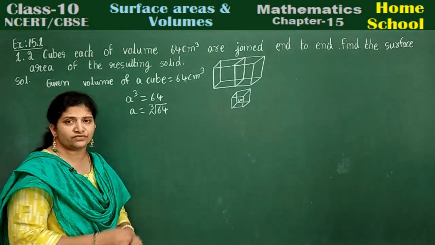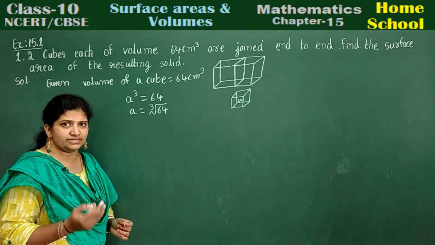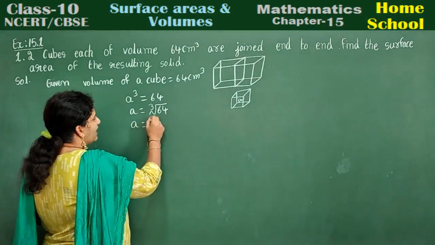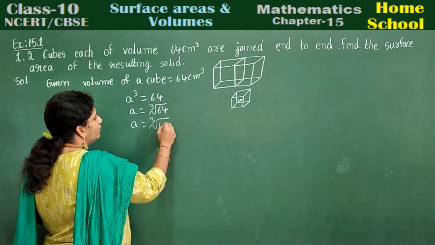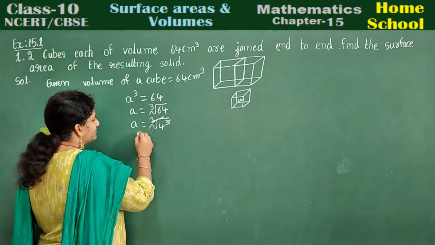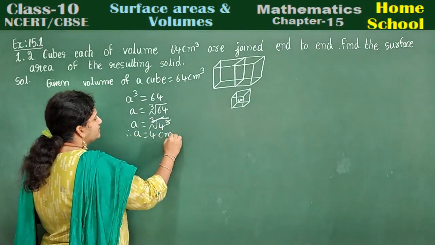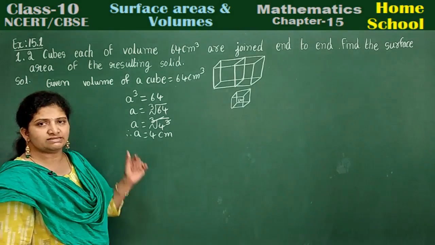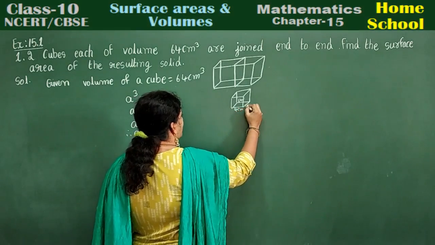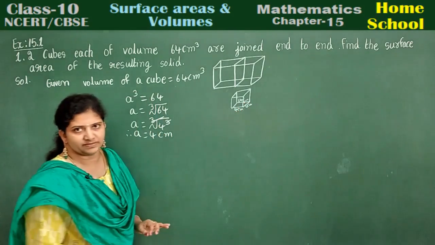Check whether 64 is a perfect cube. Yes. 4 4s are 16. 16 4s are 64. I write this as cube root of 4 cube. Cube and cube root will be cancelled. Therefore, A is equal to 4 centimeters. What is this A? Side length. Each side is equal to 4 centimeters, 4 centimeters, 4 centimeters.